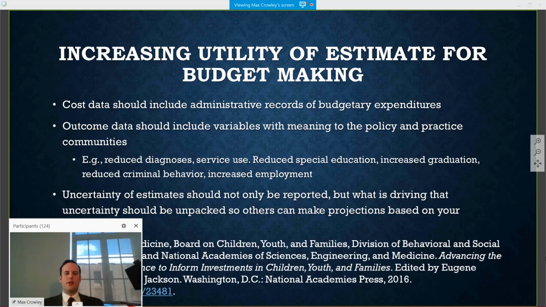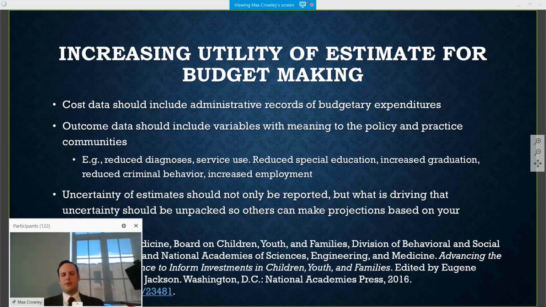And finally, an important area to note in terms of the opportunities for increasing utility of estimates for budget making pertains to the uncertainty of estimates, which should not only be reported, but we should have an understanding of what is driving that uncertainty. It should be unpacked so others can make projections based on your findings. So this can be thinking about what is driving the uncertainty in our models on not only the effectiveness side, but also the cost side. For instance, there are many market forces and market dynamics that impact the cost of personnel time to actually implement our programs. For instance, in areas of the country that are still experiencing nursing shortages, it's much more costly to hire nurses in those geographic areas than areas where there may not be a shortage, in turn driving up the cost of the program.